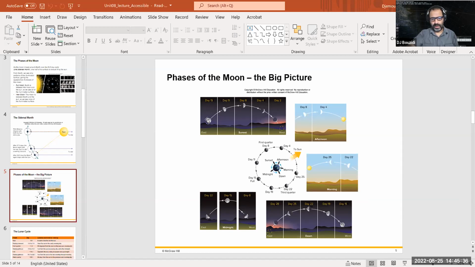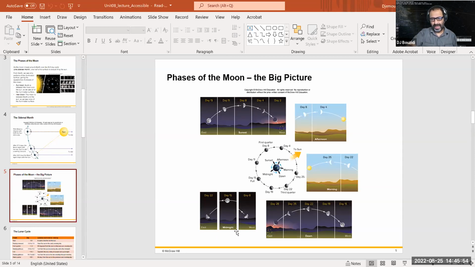When it's a full moon, again, when the sun sets, the moon rises, and it's going to stay the entire night. So midnight is going to be in the middle of the sky. And the same thing is true toward the end.